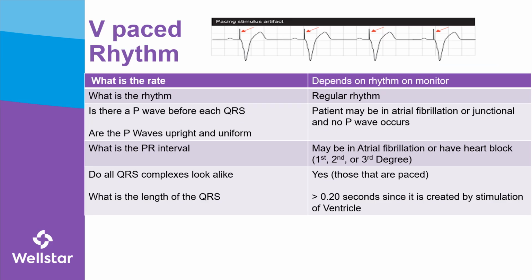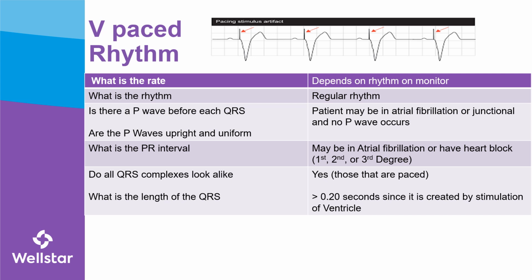And the ventricular paced rhythm. The rate depends on the rhythm on the monitor. The rhythm is regular. Is there a P wave before each QRS? The patient may be in atrial fibrillation or junctional, and no P wave occurs. What is the PR interval? Maybe in atrial fibrillation or have a heart block, first, second, or third degree.